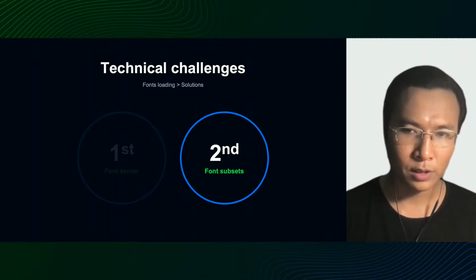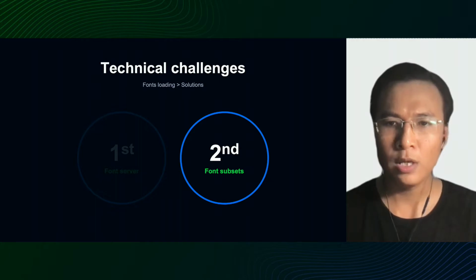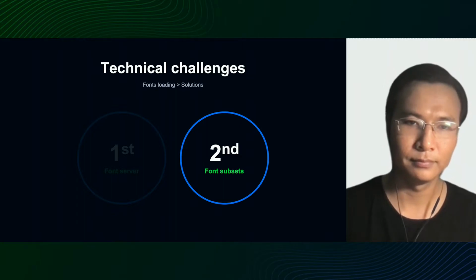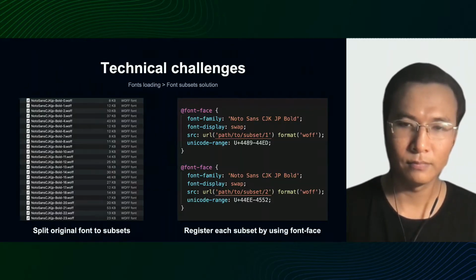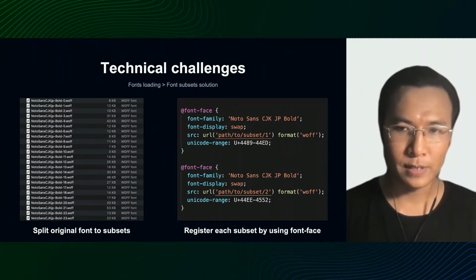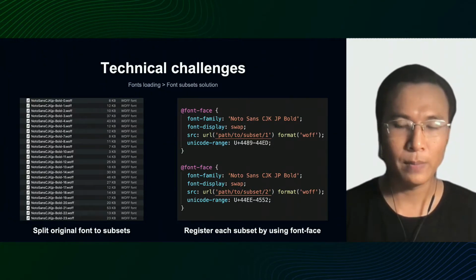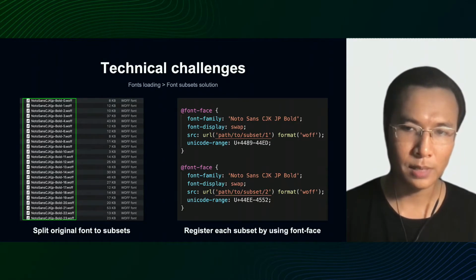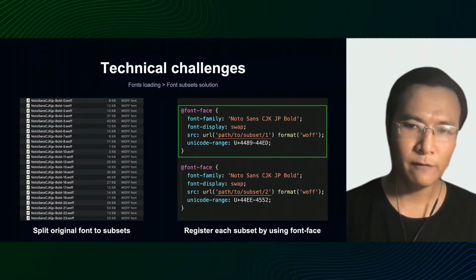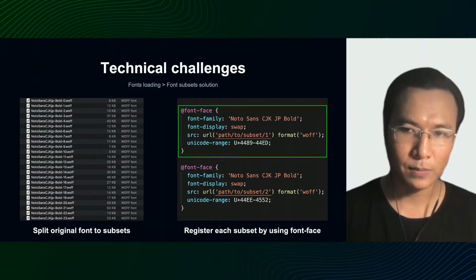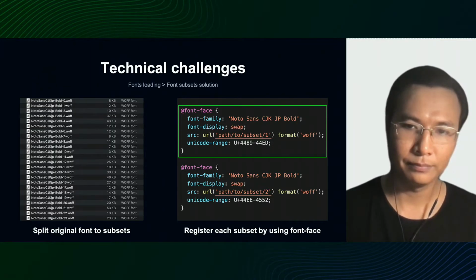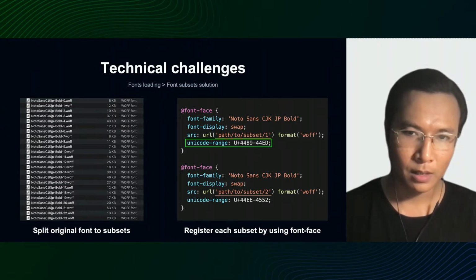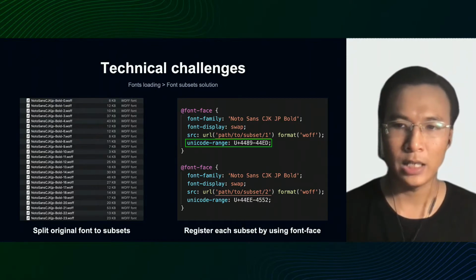Splitting the original font into smaller chunks called subsets and only loading a few of them on demand is the next solution. This technique is called font subsets, and it requires 3 steps to implement. Splitting a large font into smaller subsets. Using the font-face rule to register each of these subsets with the browser. Using a unicode-range descriptor inside the body of font-face for every subset to define a valid Unicode range.